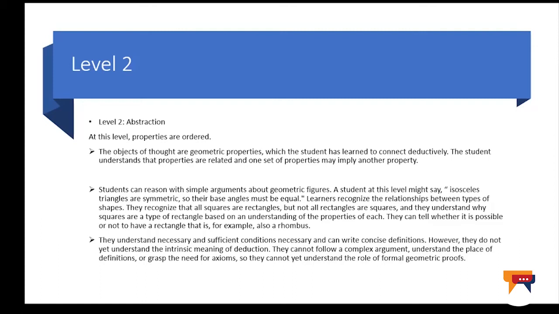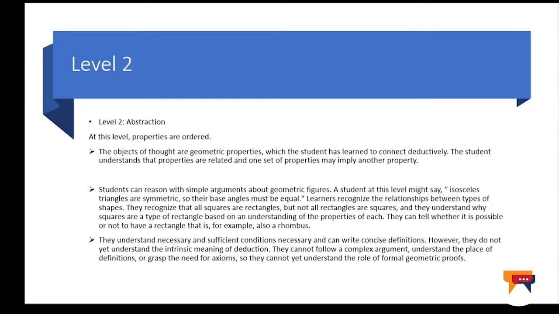Students can reason with simple arguments about geometric figures. For instance, a learner at this level might say, isosceles triangles are symmetric, so their base angles must be equal. Learners recognize the relationship between types of shapes. They recognize that all squares are rectangles, but not all rectangles are squares.